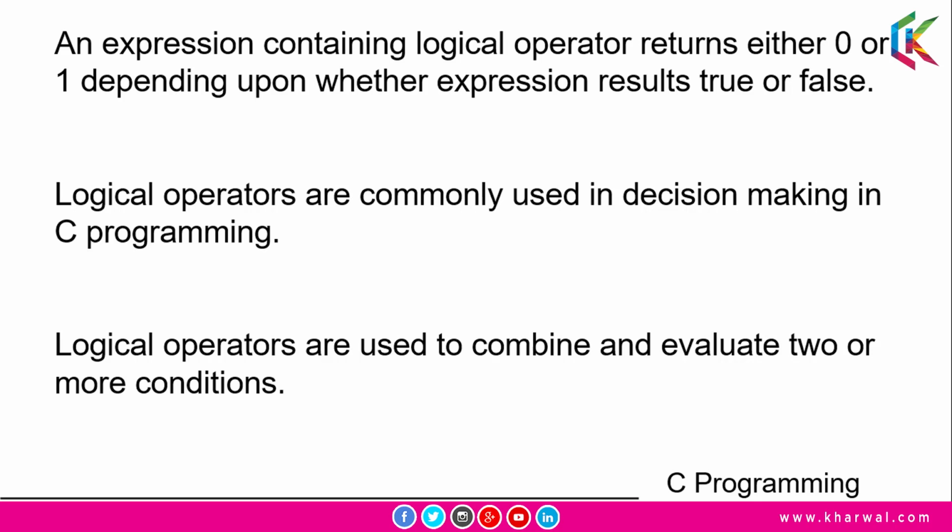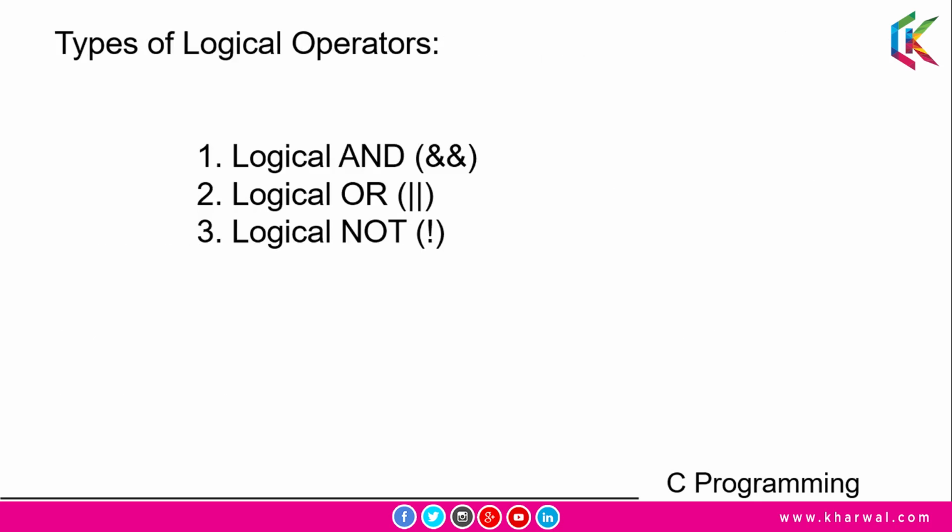Now guys, let's go ahead and discuss types of logical operators in C programming. There are three logical operators available in C programming. First one is logical AND and it is represented by double ampersand. The second logical operator is logical OR and it is represented by double pipe operator. And the third logical operator is logical NOT and it is represented by exclamation sign. Let's discuss these logical operators one by one.